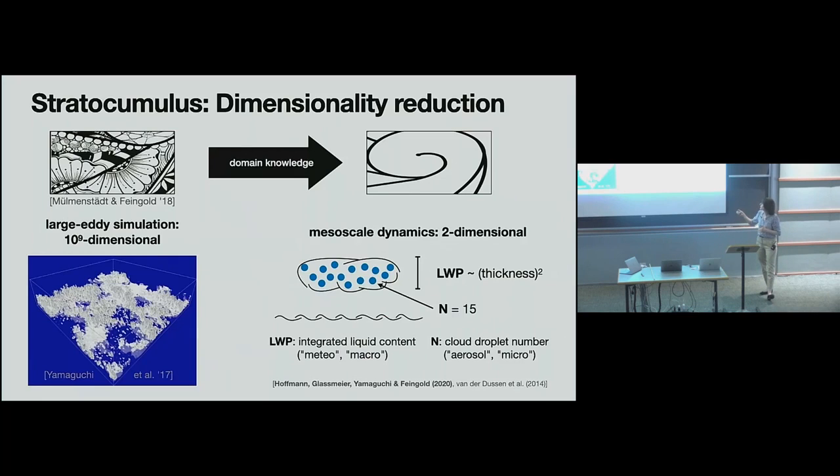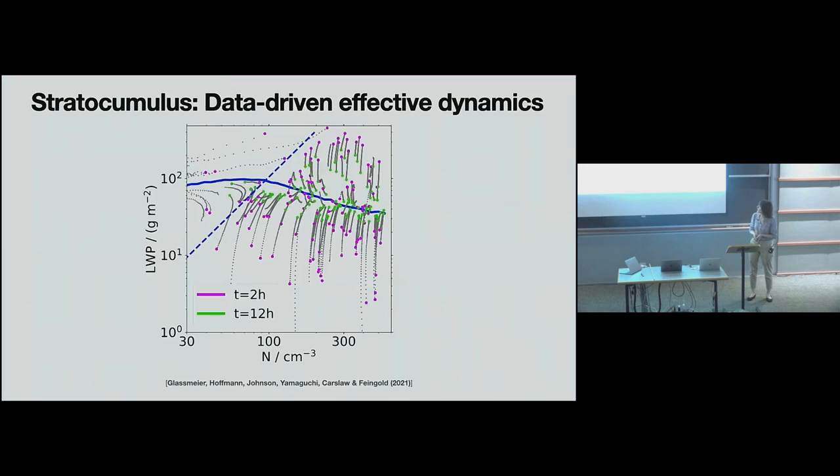Then we have the cloud droplet number, which describes the microstate of the cloud and which is also related to aerosol effects, because the aerosol boundary conditions set how many droplets we have. Good first step already. We have reduced the dimensionality. Now, in this reduced state space, liquid water path, cloud thickness, and droplet number, the microstate of the cloud, we want to derive the dynamics. How does this cloud system evolve?